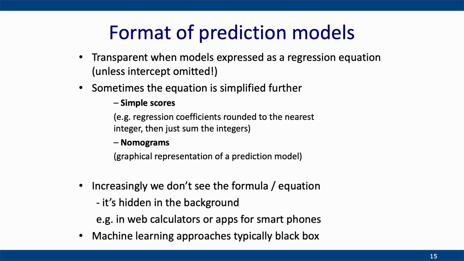But sometimes the equation is simplified beyond a regression equation to simple scores or nomograms. And like I said, we don't always see the equation if it's based on a sort of black box method like a random forest.